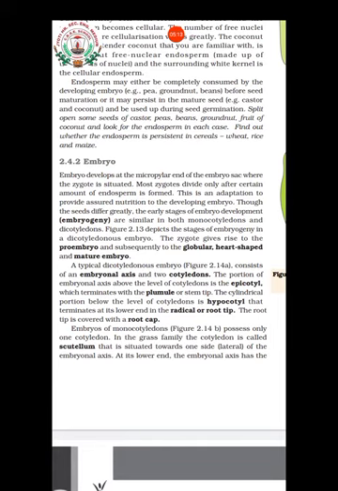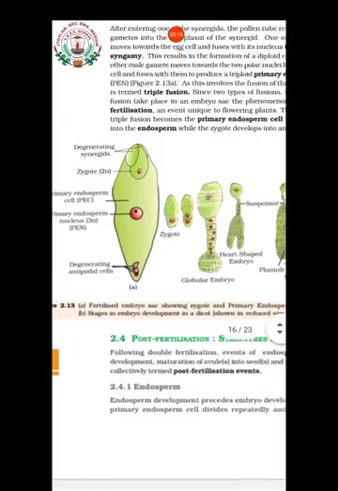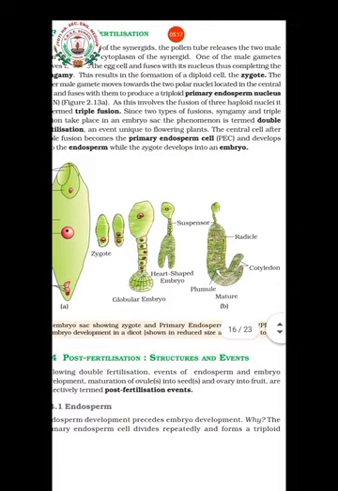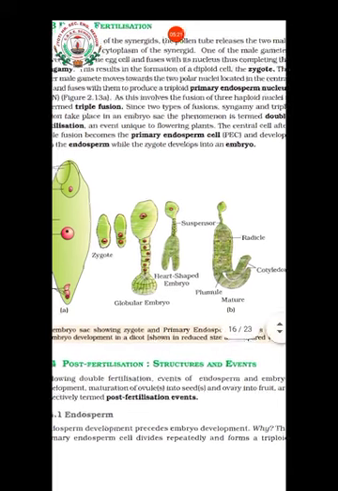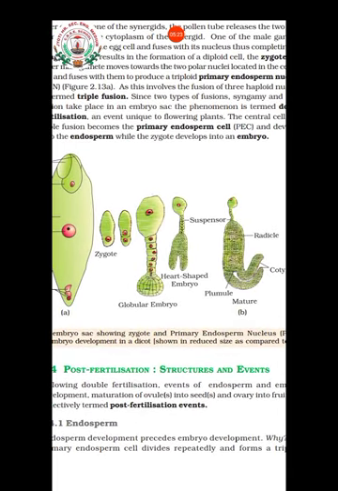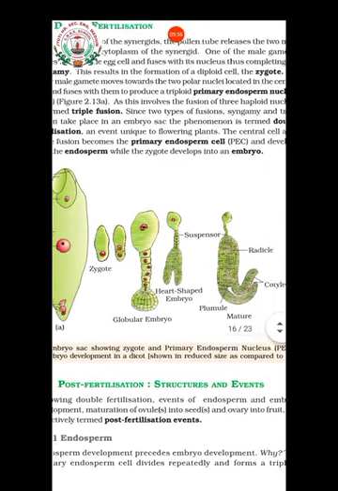So you can see that there are various stages in the development of the embryo. First, the zygote will divide and form a proembryo. And later you can see that it will be converted into a globular type.